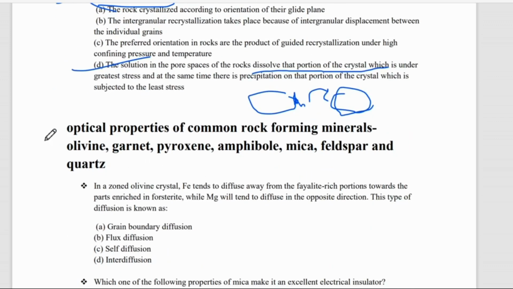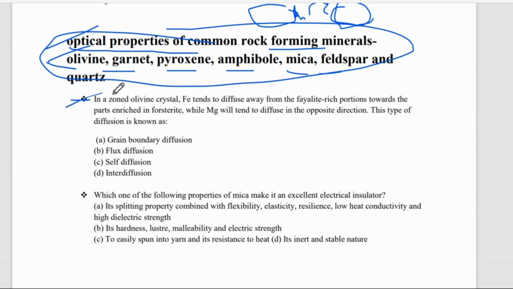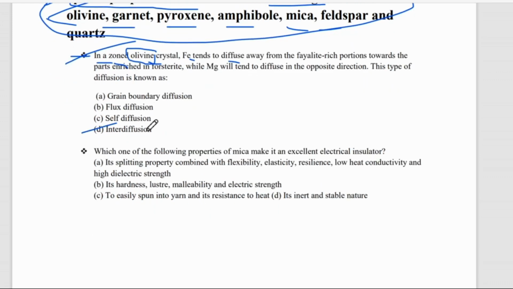Okay. Next topic is optical properties of common rock forming minerals: olivine, garnet, pyroxene, amphibole, mica, feldspar, and quartz. So let's see what questions they are asking from this part. The first one is from olivine. In a zoned olivine crystal, iron tends to diffuse away from the fayalite-rich portion. So it is the interdiffusion.